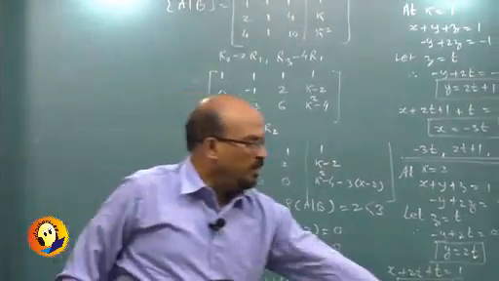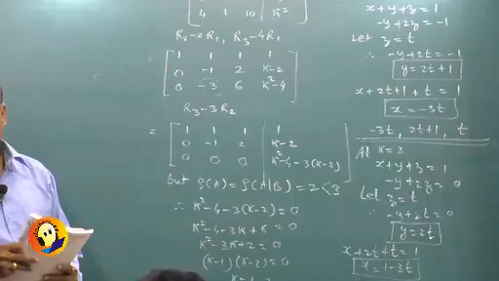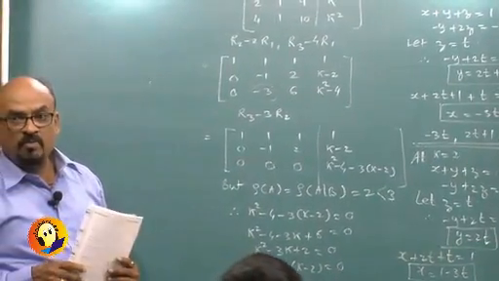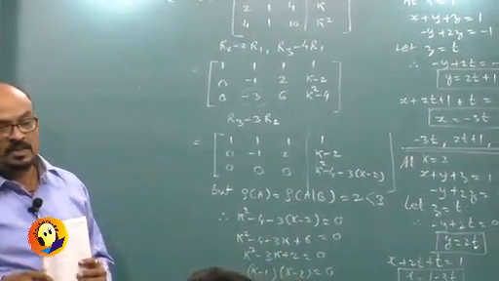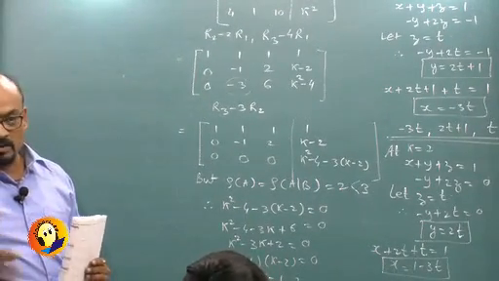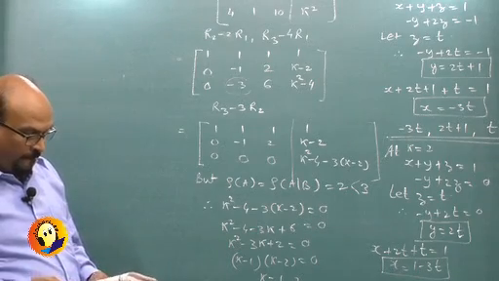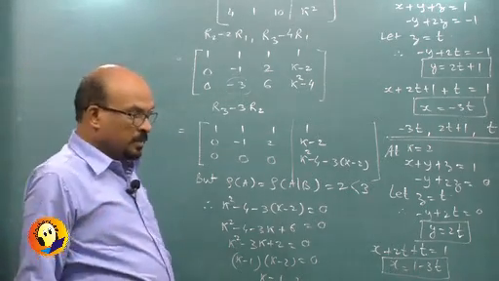So some typical problems are there, but they are restricted to only 3 by 3. It won't be 4 by 4. There won't be 4 equations, 4 unknowns or more, alpha beta gamma delta, nothing like that. It is straight. Right.